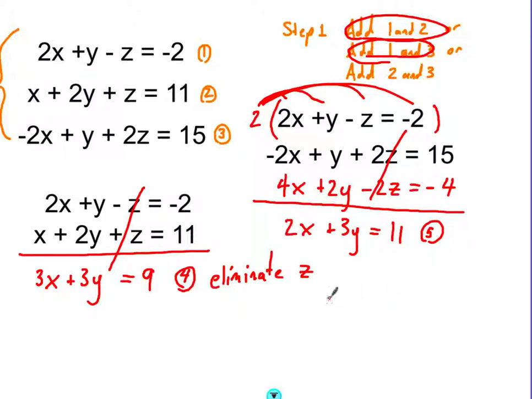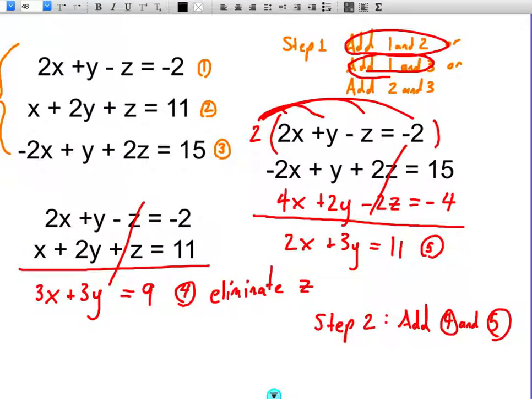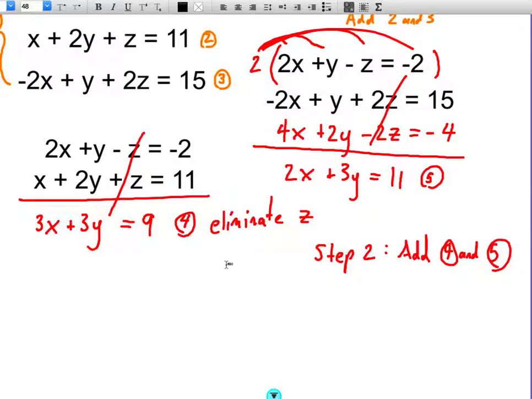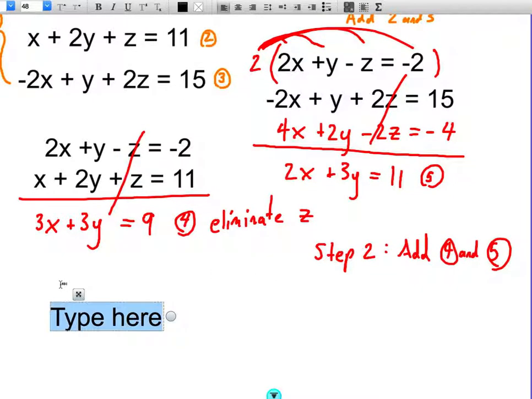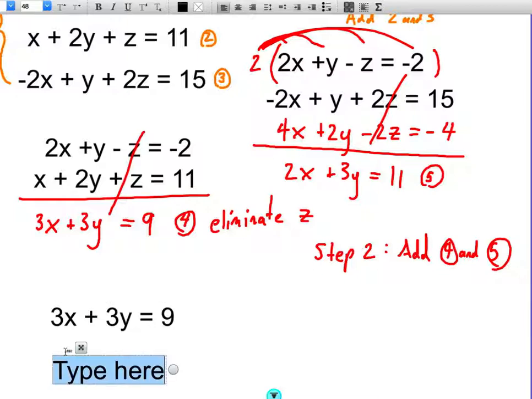Alright, we're ready for step 2. Step 2 is to add 4 and 5. So I'm going to go ahead and write 4 and 5 right next to each other. So 4 is 3x plus 3y is equal to 9, and 5 is 2x plus 3y is equal to 11.